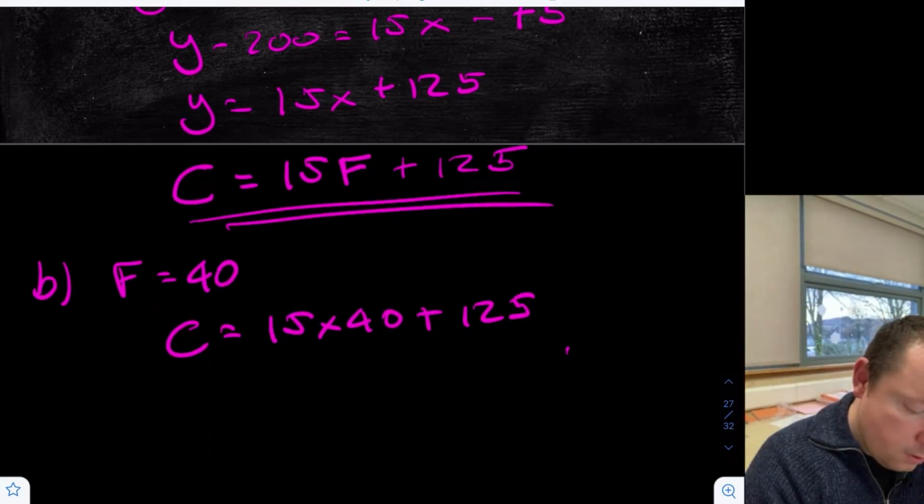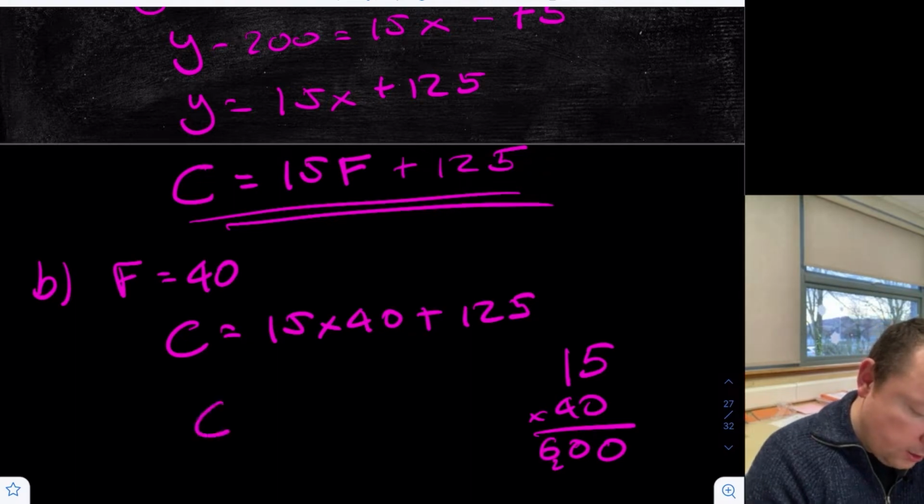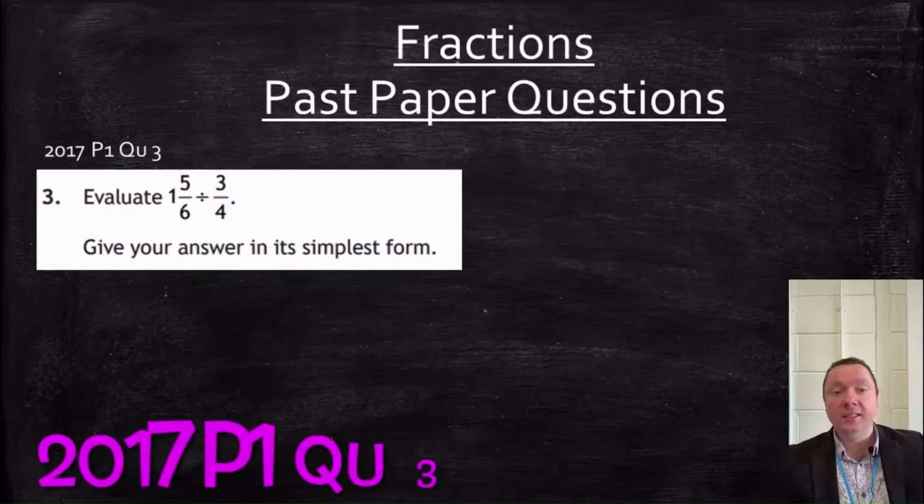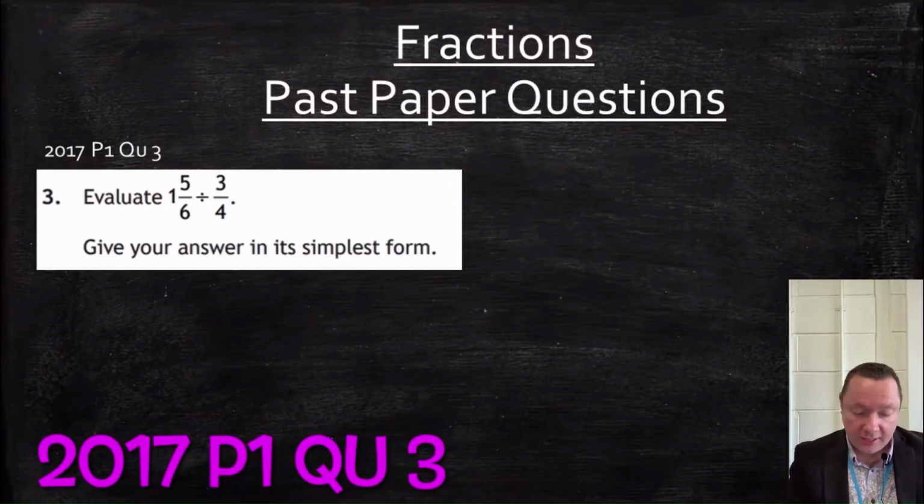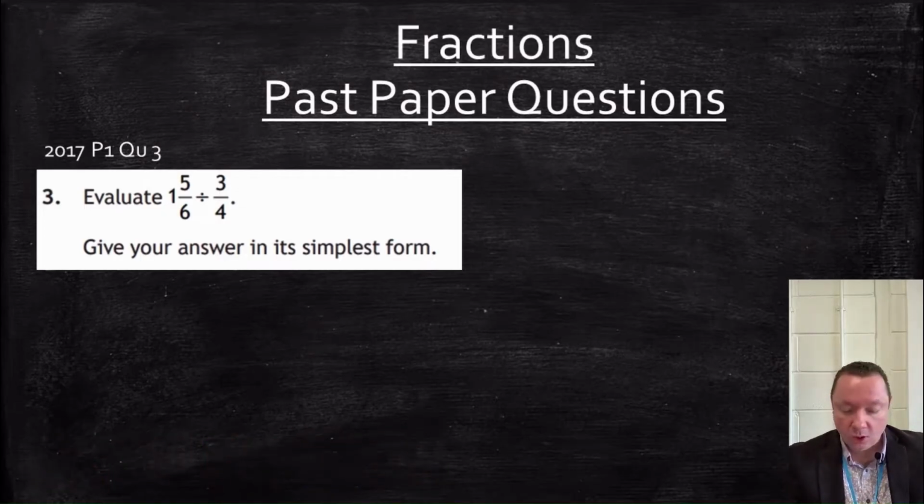15 times 40. So 15 times 40, you've got 0, 4 5s is 20, 4 1s is 4, 5, 6. So C equals 600 plus 125, which is 725 calories. And we're done there.